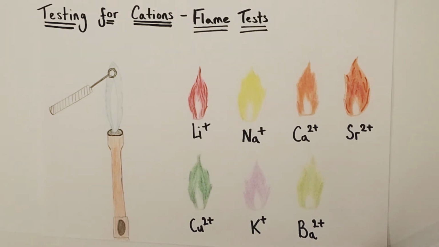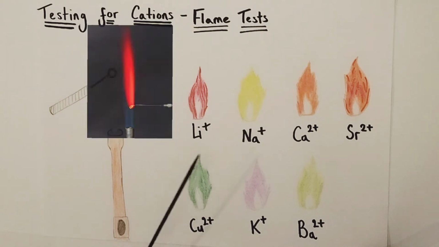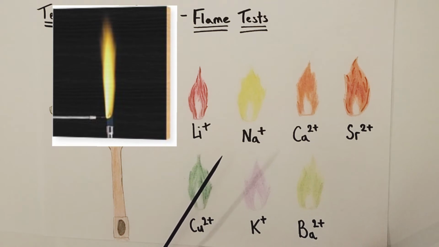I'm going to take you through some of the truly stunning flame test colours you might experience. So when lithium Li+ ions are intensely heated, you will see a stunning red flame, crimson, scarlet, deep red. When sodium ions are heated, you will see a bright yellow flame. That's due mainly to a specific wavelength of light being emitted by the sodium ions at the 589 nanometer wavelength.